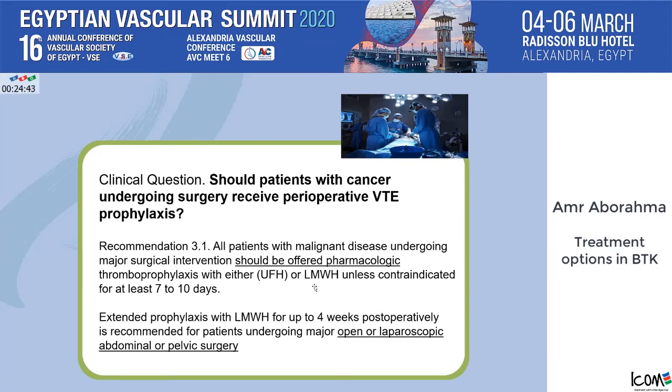The most important for us as vascular surgeons: should patients with cancer undergoing surgery receive perioperative VTE prophylaxis? The answer is yes. All patients with cancer undergoing surgery should receive thromboprophylaxis. They named low molecular weight heparin as the drug of choice for this prophylaxis, and the treatment should be continued for at least 7 to 10 days. But if the patient has abdominal or pelvic surgery, the treatment should be extended to 4 weeks.